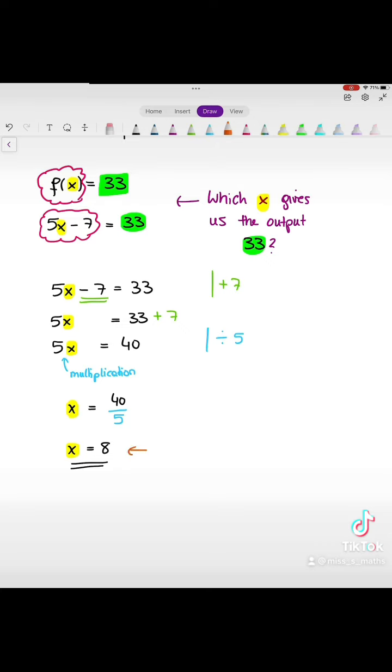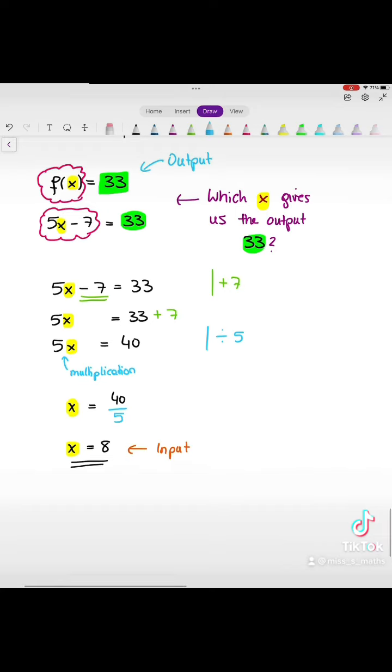What this means now is that 8 as our input creates the output 33 if we're using the rule 5x minus 7. So if we multiply 8 by 5 we get 40, and if we take away 7 we get back to 33, so we can double check our answer as well.